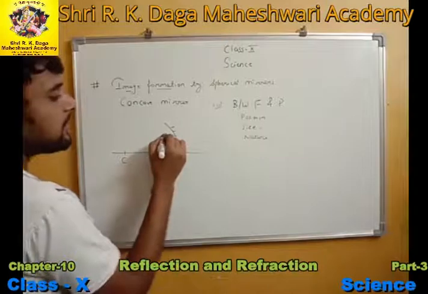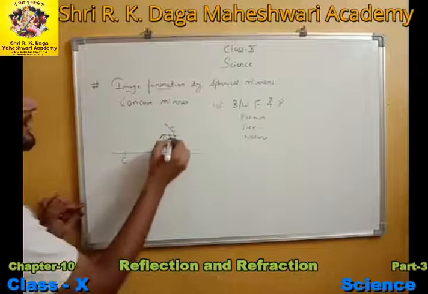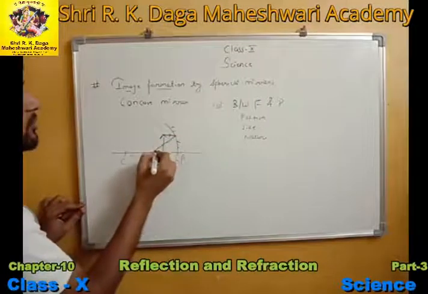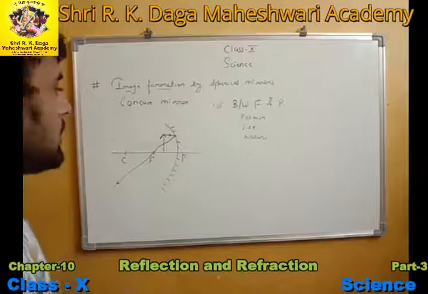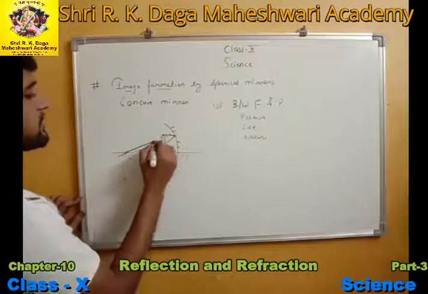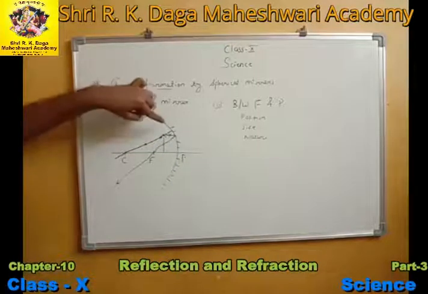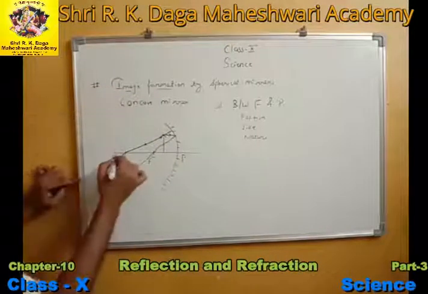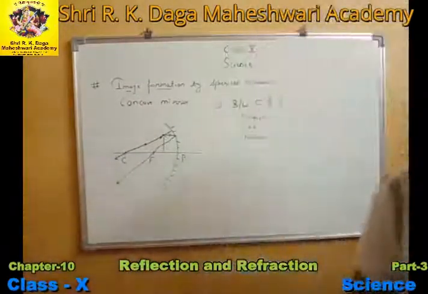What will happen? A ray will be incident parallel to the principal axis. After reflection, it will pass through the focus, right? Now, another ray will be incident through the center of curvature, and after reflection, it will follow the same path from where it has entered. This is the second rule that we have studied, right?